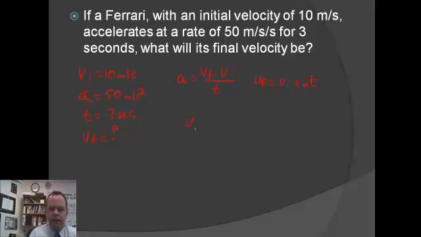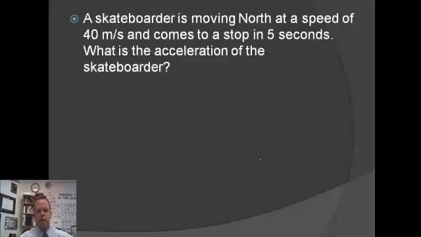V final equals 10 plus 50 times 3. So V final equals 10 plus 150. Final velocity here, 160 meters per second.